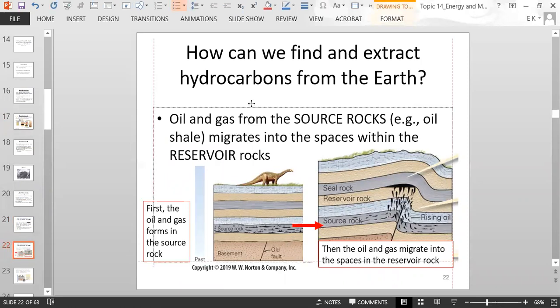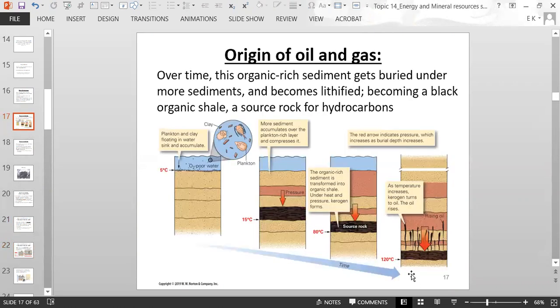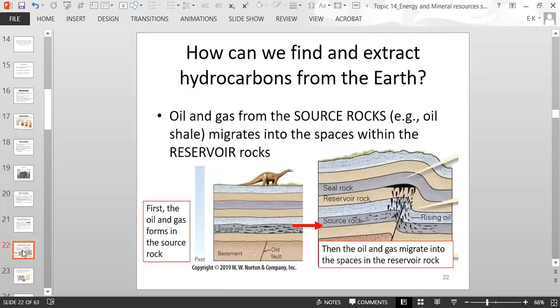Okay, so the source rock is that rock down here. Okay, that's the source rock. And then the reservoir rock is where the oil and gas collect. So in this diagram here, you have this source rock here. And then the oil and the gas start migrating upward. And in this case, they're collecting right here. Okay, so this would be the reservoir rock.